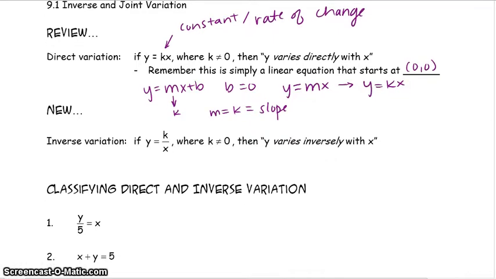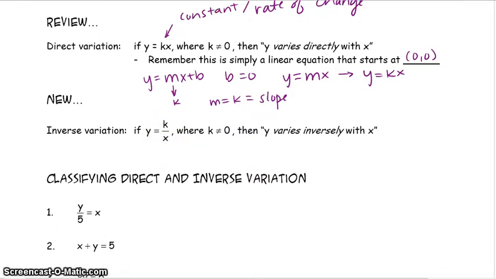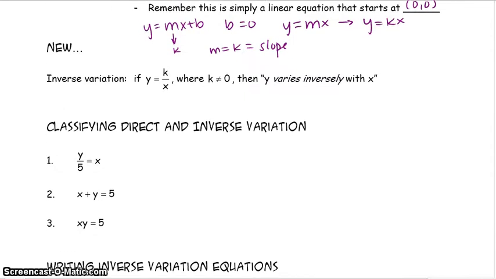So what's new is inverse variation. That's if y equals k over x, where k does not equal 0, then y varies inversely with x. So that's the one difference: x is in our denominator if they are inversely related.